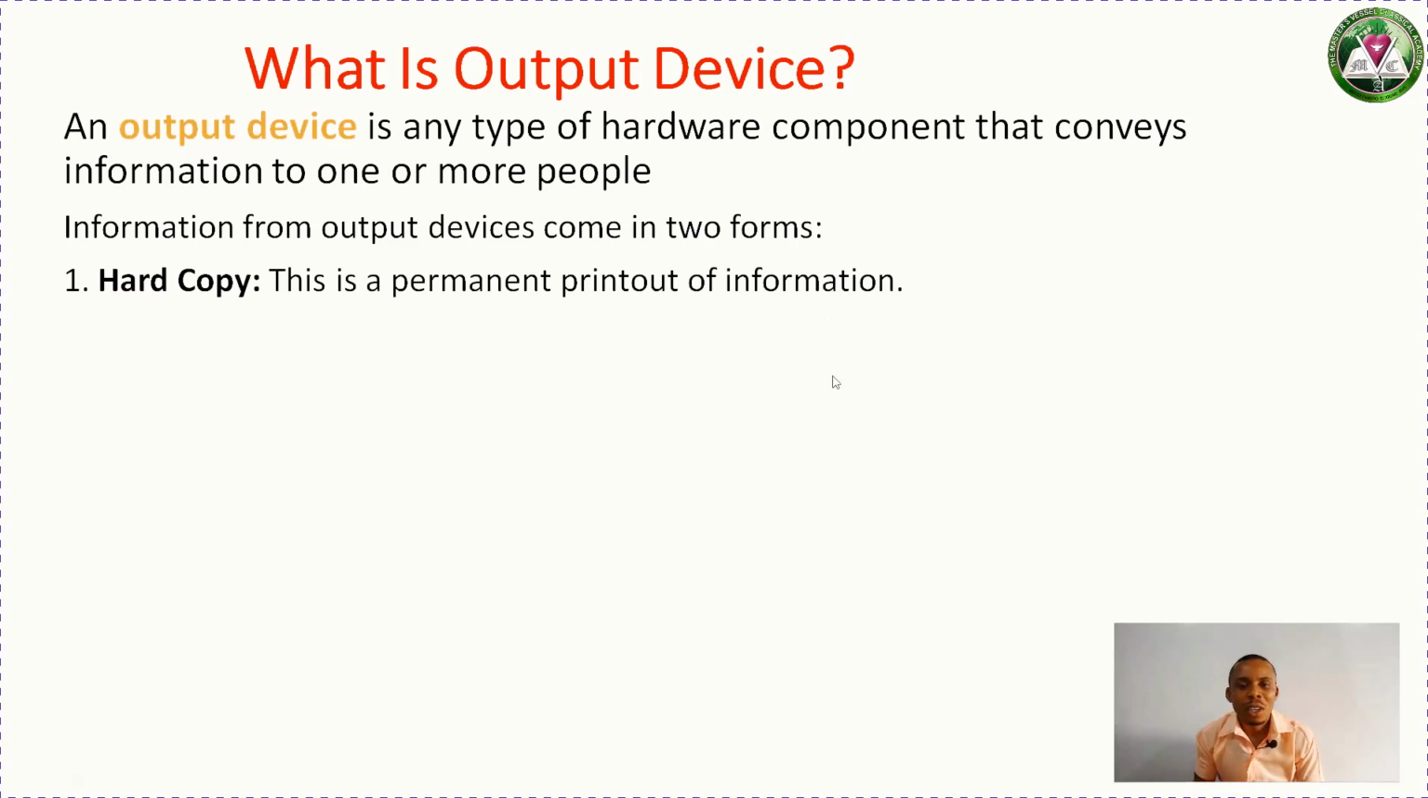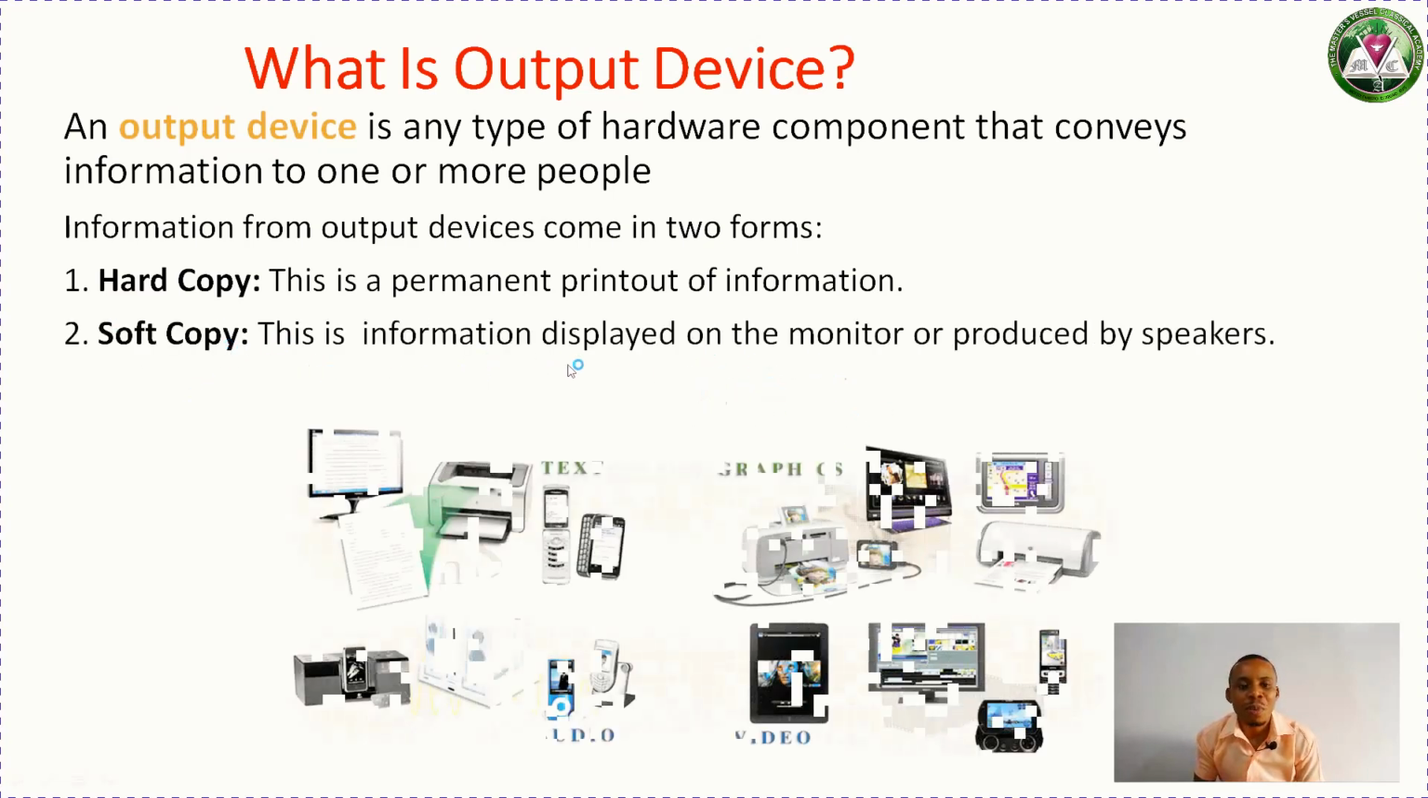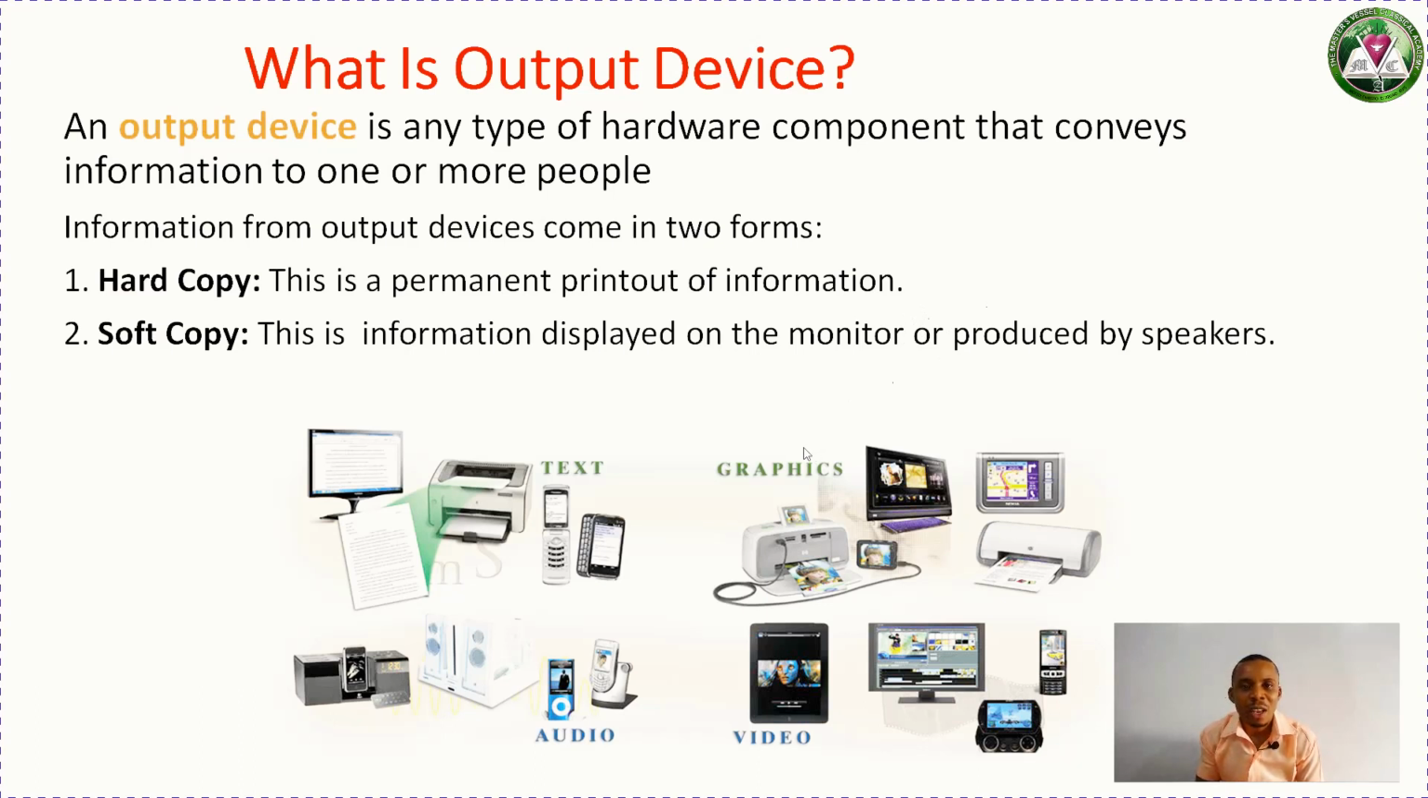While the one on the system is what we call what? The soft copy. We say that soft copy is information displayed on the monitor or produced by the speaker. You can only hear sound when you're playing your music, but that sound, you cannot touch it. That is why we call that one the soft copy, while the one that you're holding handy is called the hard copy.